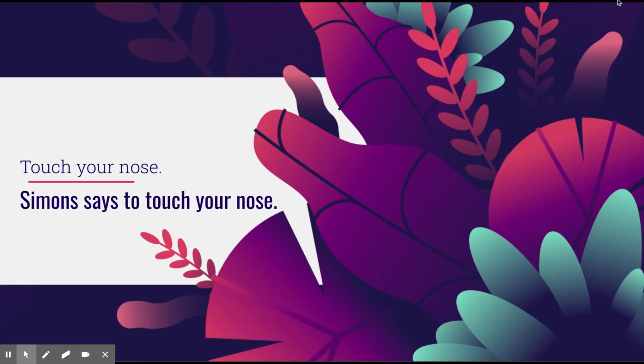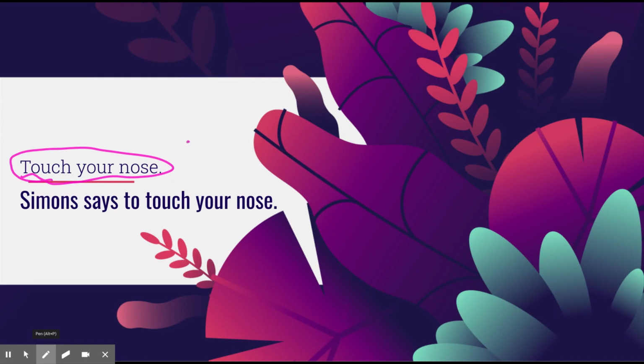So here I have two sentences based off of the children's game Simon Says. In the game Simon Says, the whole point of the game is you can only do what Simon says, and if you don't do what Simon says, you're out of the game. So I have "touch your nose," and "Simon says to touch your nose." "Touch your nose" is a direct command. If you were to follow this command and Simon says, you would lose because Simon didn't say to do this.